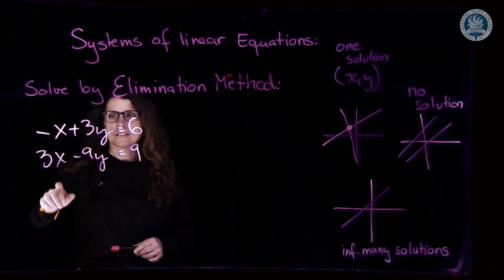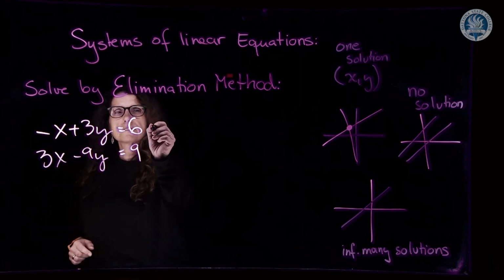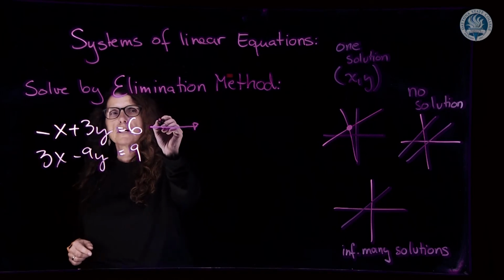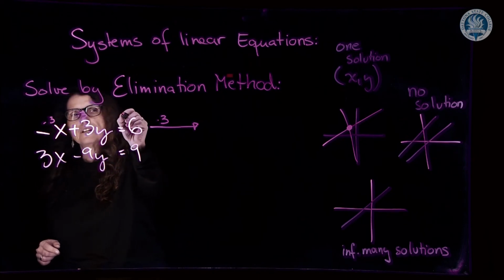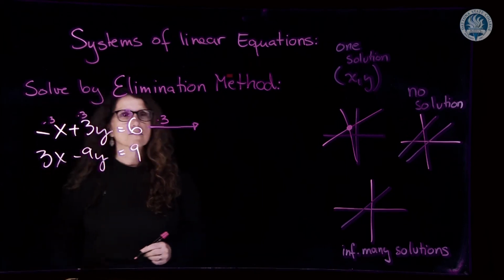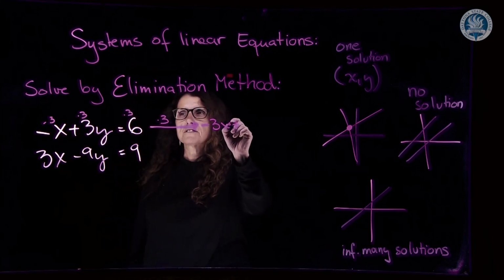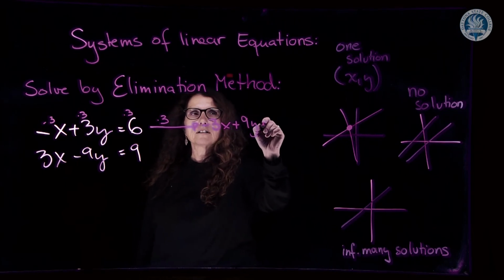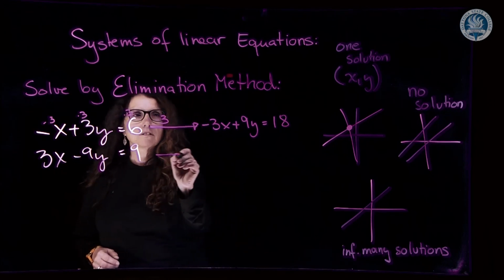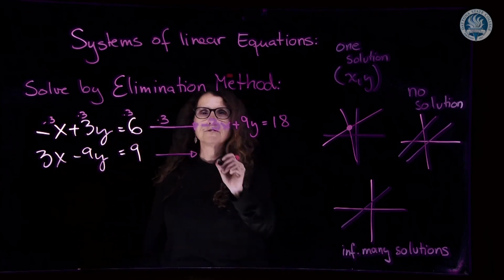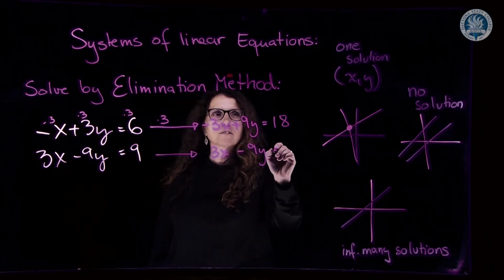I already have a positive 3x in the bottom equation, which means the top equation has to be multiplied by 3, each single term. I don't have to worry about a negative sign because I already have that here. 3 times negative x is negative 3x, plus 3 times 3 is 9y, equals 18, 6 times 3. The second equation, I'm just going to bring over. I do not need to make any changes. 3x minus 9y equals 9.